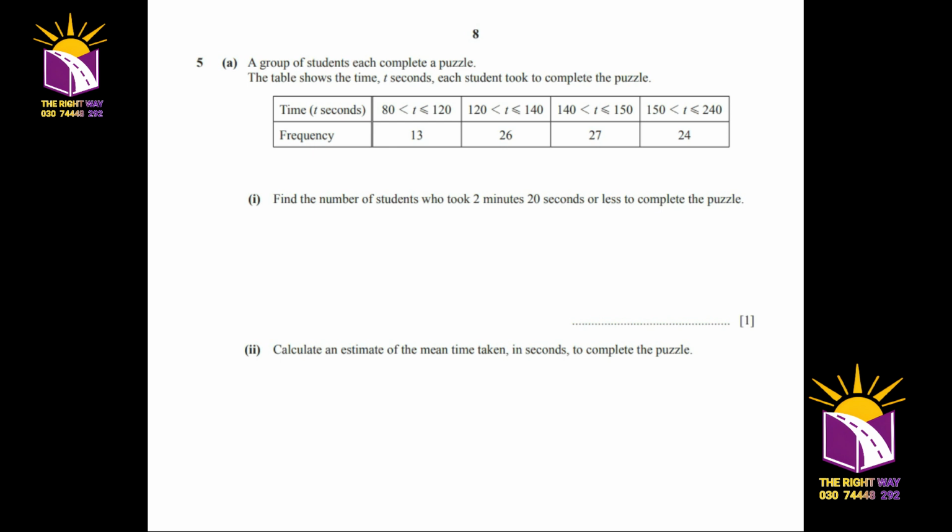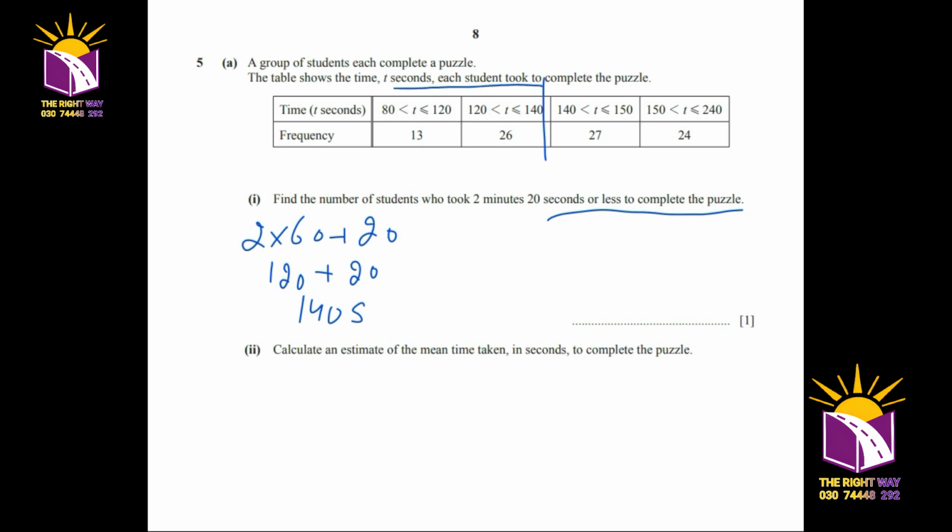2 minutes 20 seconds. So 2 multiply by 60 plus 20. 2 times 60 is 120, plus 20 equal to 140 seconds. So I have converted my time into seconds, because our table is given in seconds. Now 140 or less.